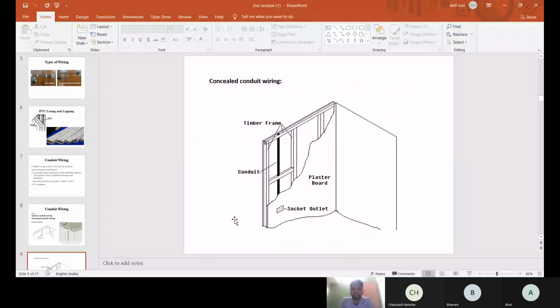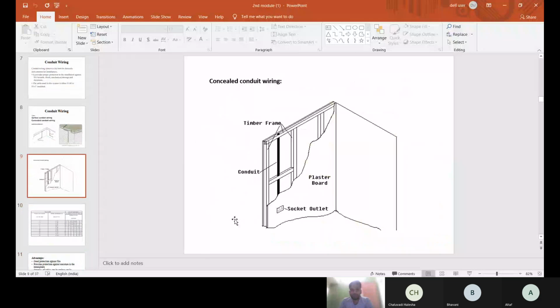In concealed conduit wiring, that is in the modern era, in today's generation, we are using this type of conduit wiring. After constructing a wall, they break the walls according to the desired conduit sizes and place the conduit tubes. After that, they plaster the walls.